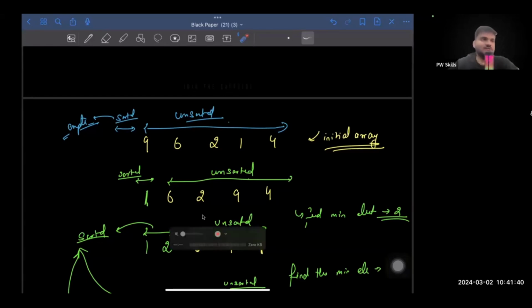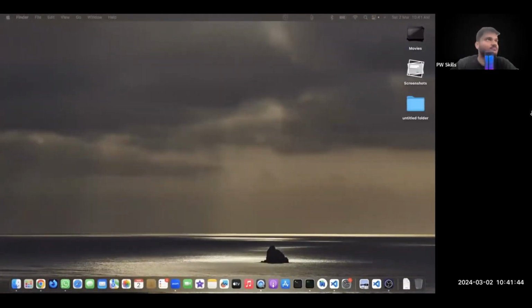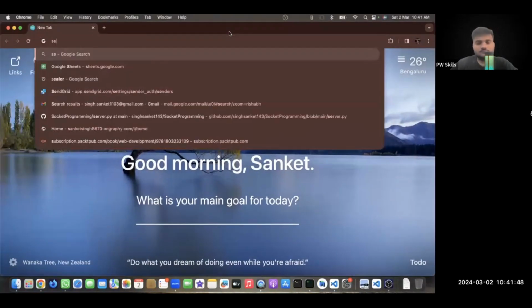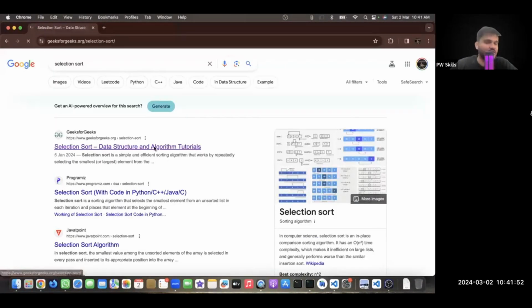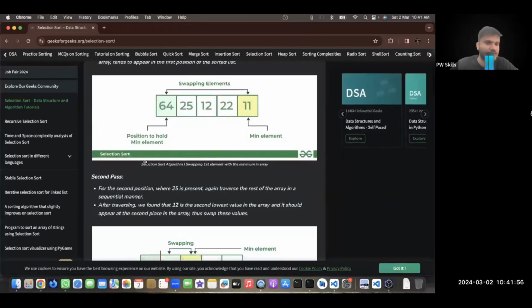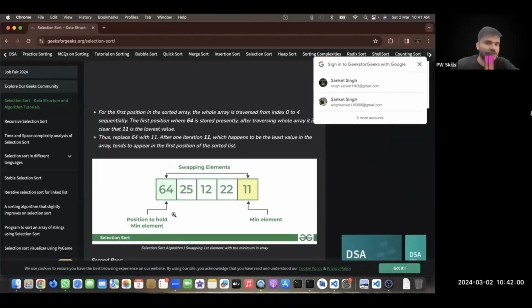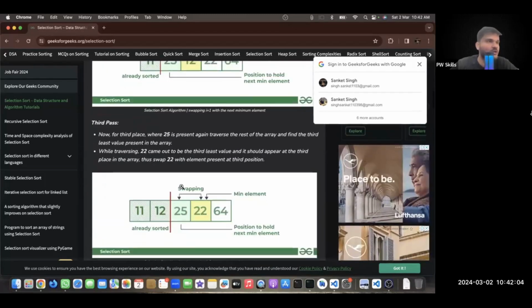Just FYI, if you go to the internet and search for selection sort, of course on our favorite website, you can see they just directly start telling you, okay, take the smallest element, put it at the start. Take the smallest element, put it at the start. No intuition at all.